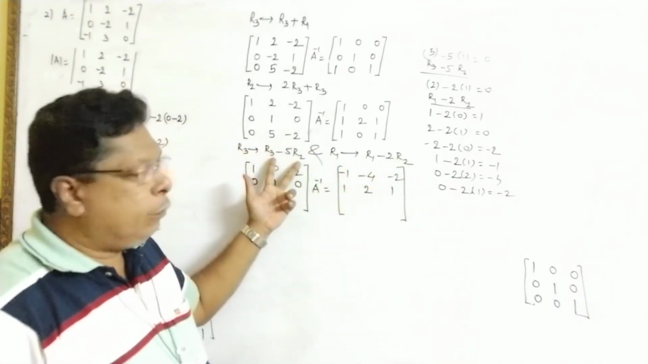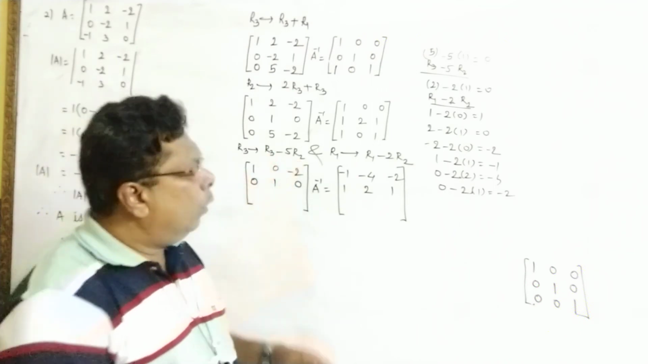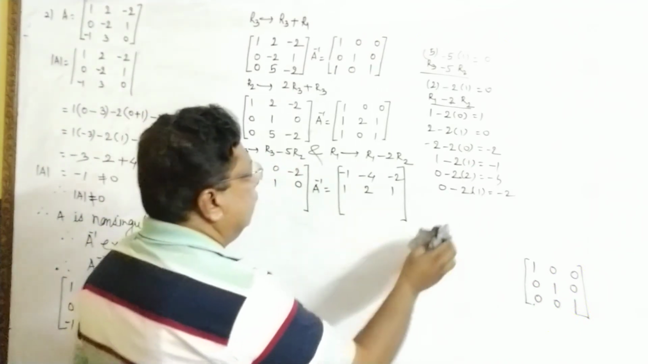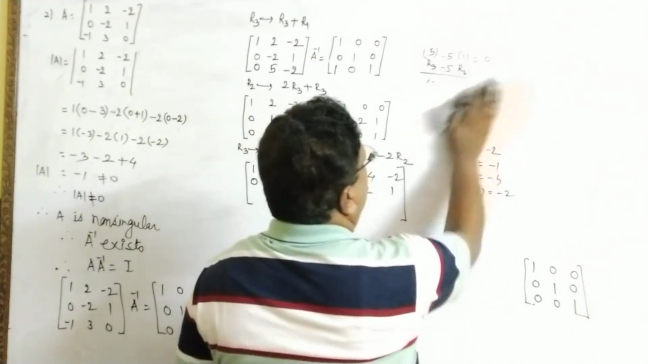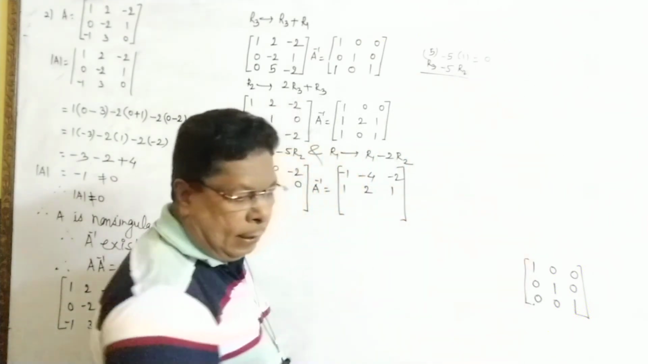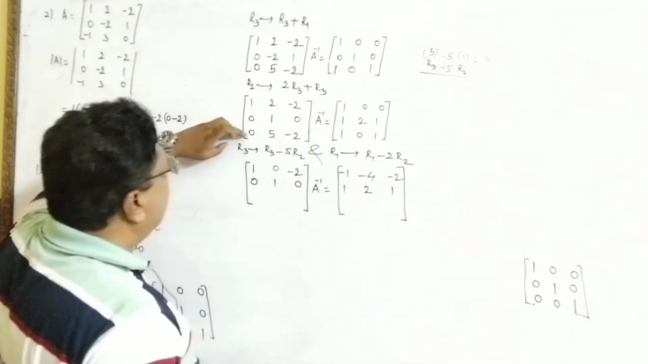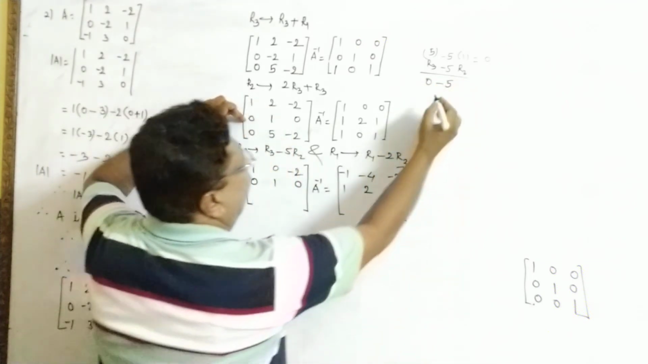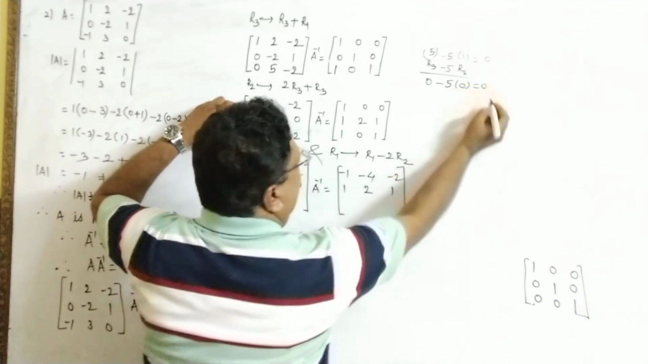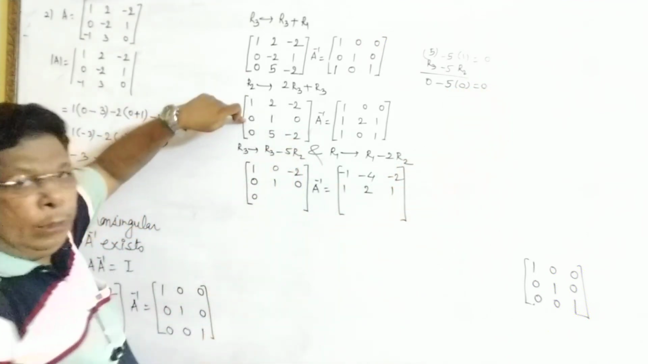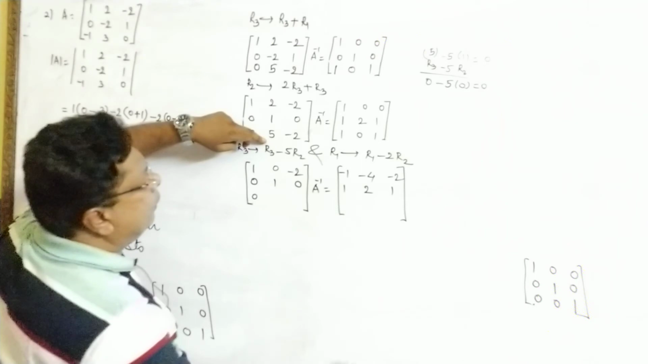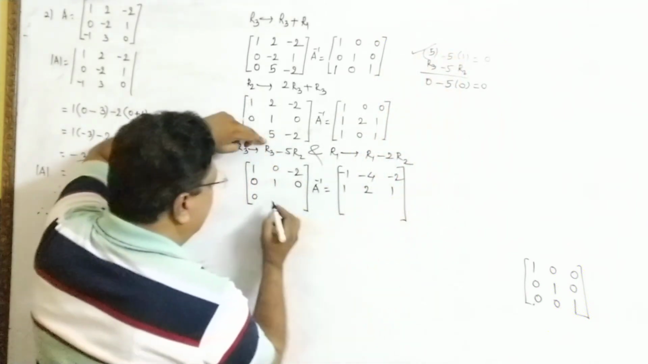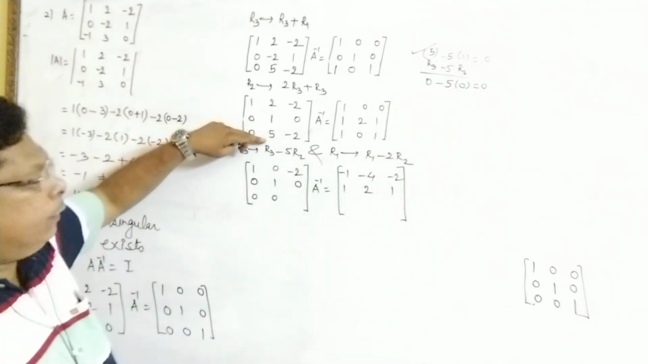Next operation is R3 minus 5R2. Okay, now use this operation R3 minus 5R2. Third row का first element 0 minus 5, R2 is 0. So simplification is 0. Now we have checked this element here. So its simplification is 0.